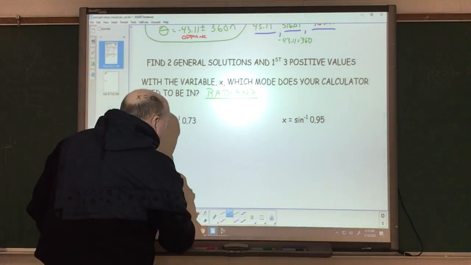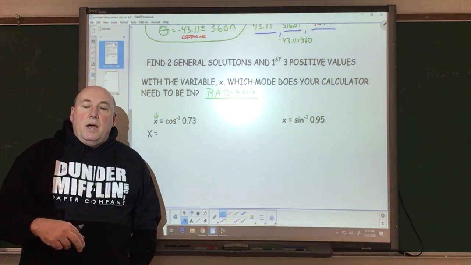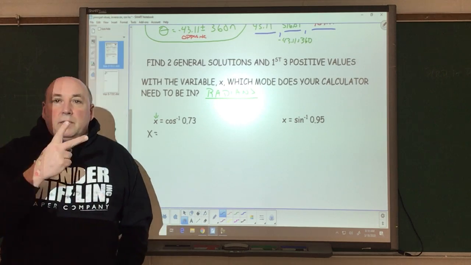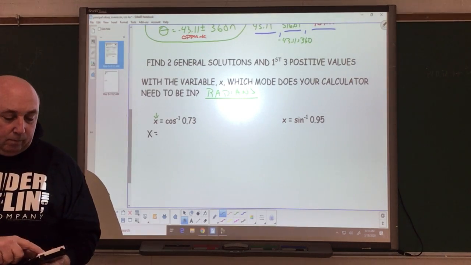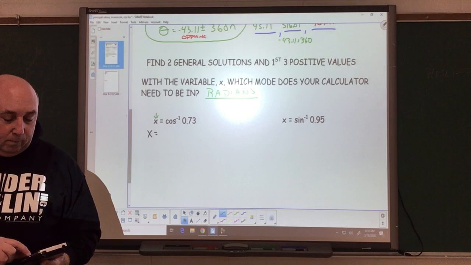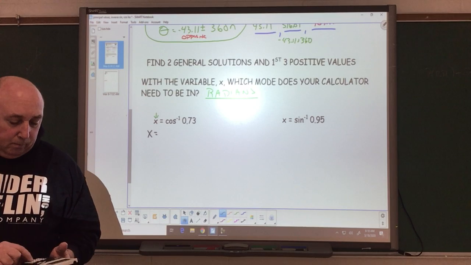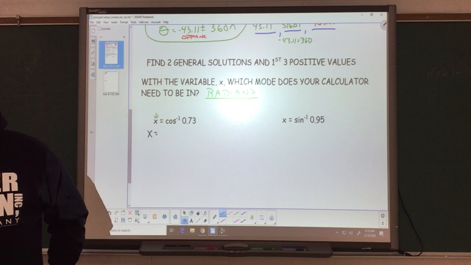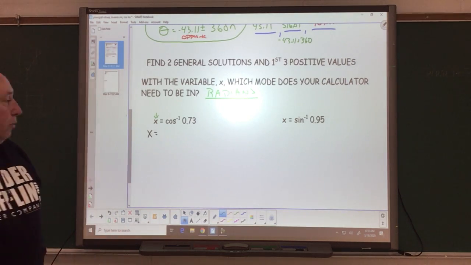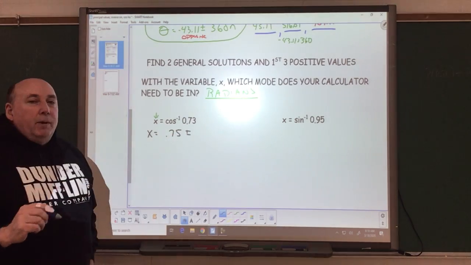So in my radian mode, I'm going to take the inverse cosine of 0.73. Let's again take it to 2 decimal places. And you should get 0.7524, so we will use 0.75. Plus or minus the period.